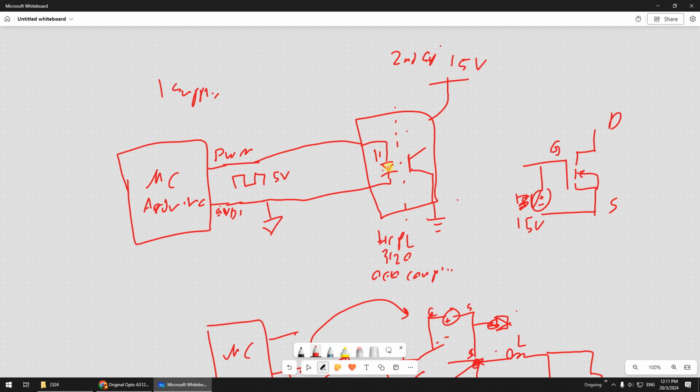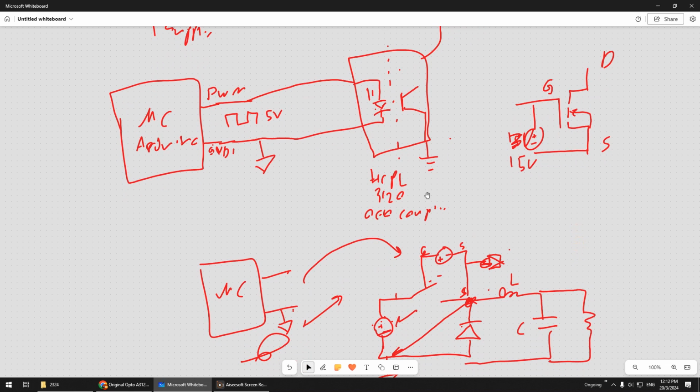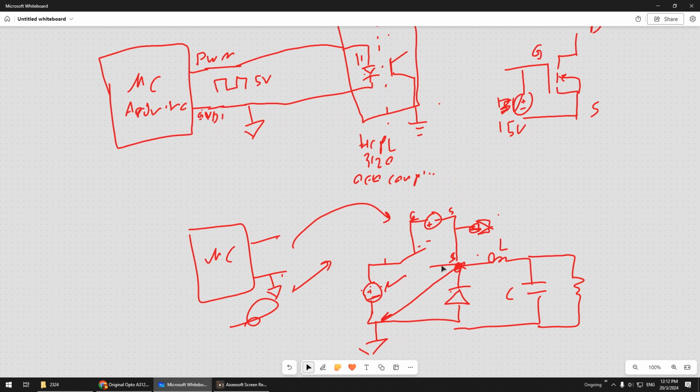So basically it will convert electrical signal to light, and from light to electrical signal again. So that is the function of the gate drive optocoupler. So this is the cheapest one. Right now in 2024, the price is around 7 ringgit. Okay. So how to design the HCPL 3120?